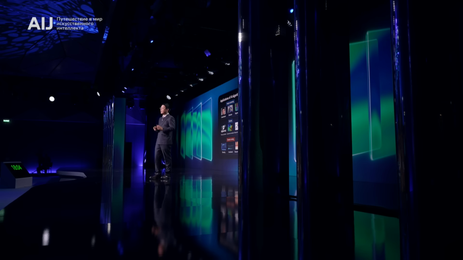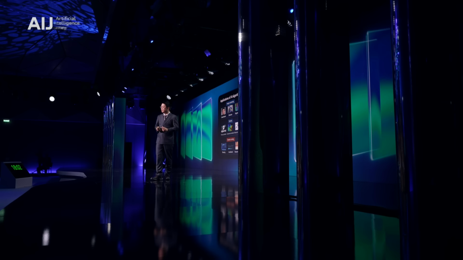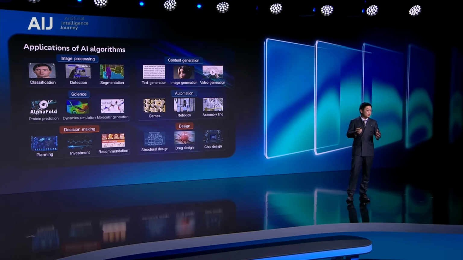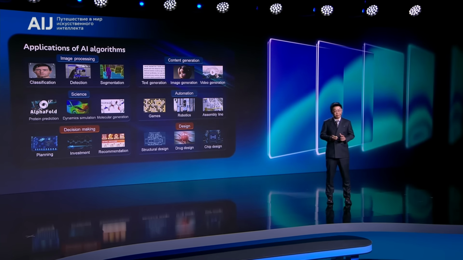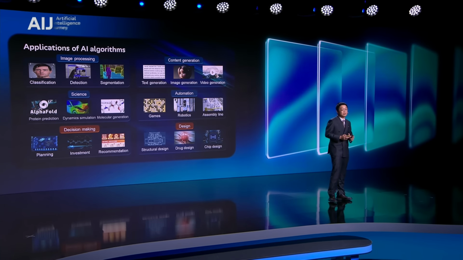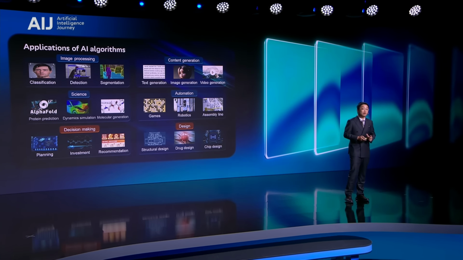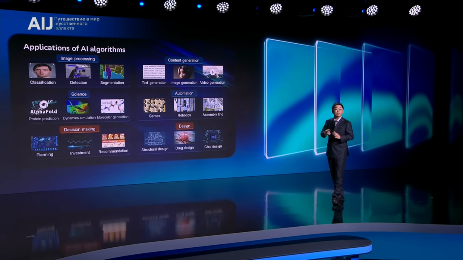Currently, AI algorithms have been adopted in many different applications. For example, image processing, content generation, science, automation, decision-making, and design. In these applications, the first 2, image processing and content generation, are highly related to our daily life. Everyone maybe uses them. But the other applications in biology, manufacturing, and economics are also very important to the revolution and the development of the whole society and the industry.